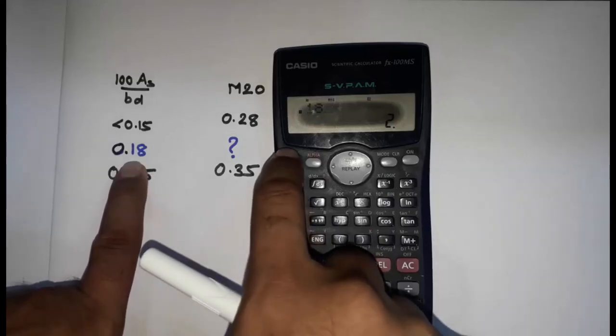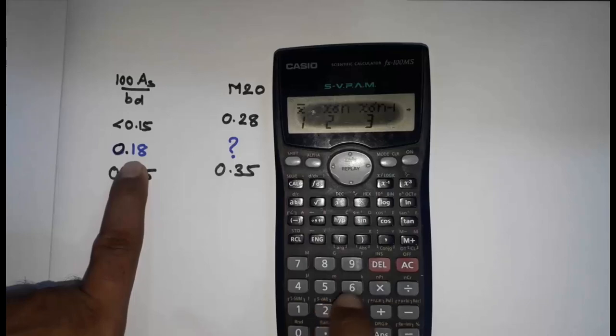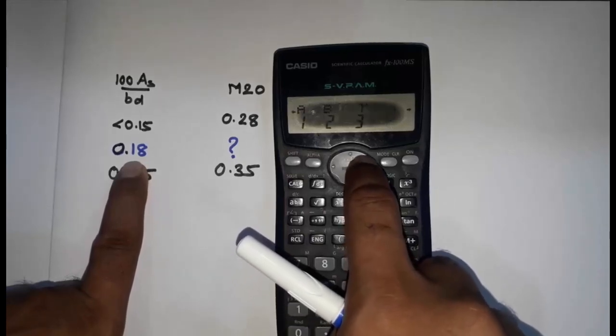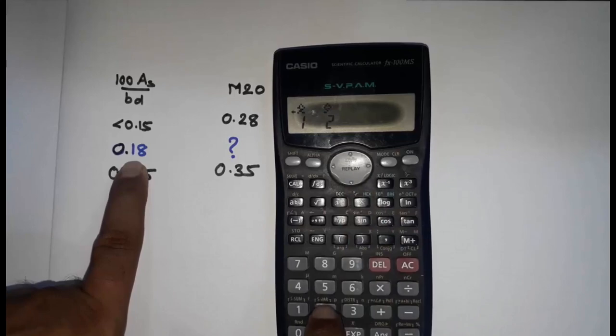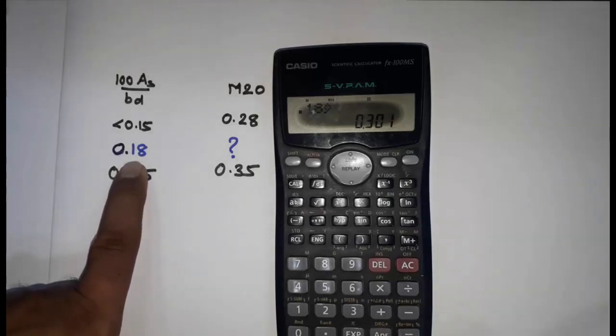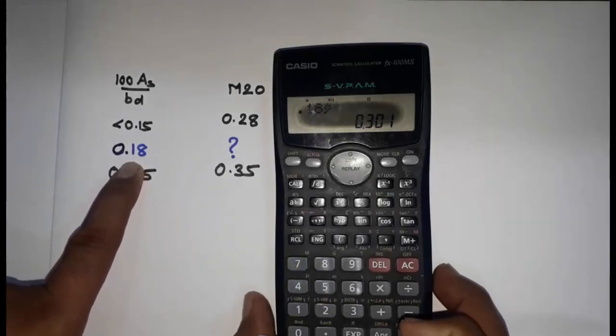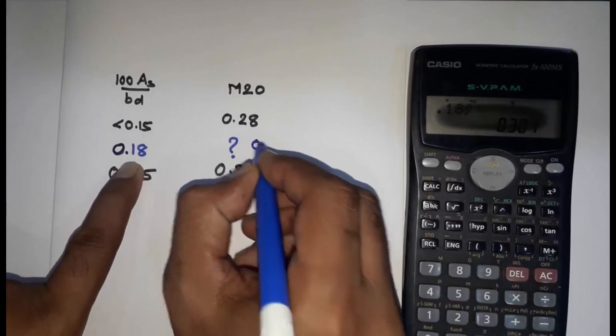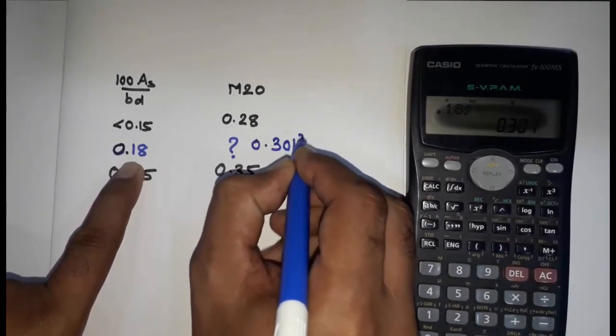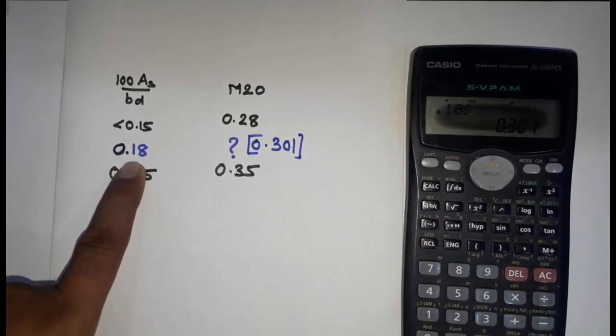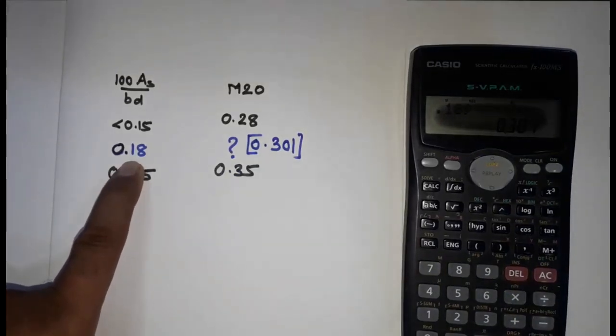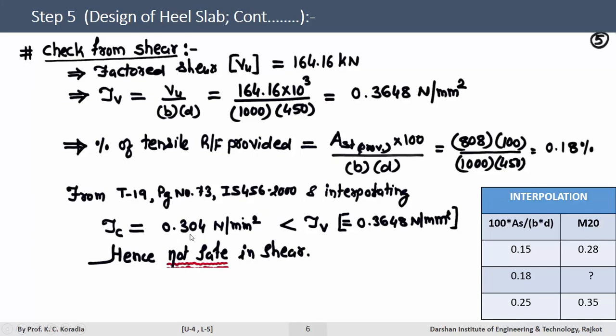After that, we will go for a shift, forward, forward, forward, and again 2. Then equal to. The value is equal to 0.301. This is our required value. The interpolated value comes out to be 0.304 Newton per mm square.